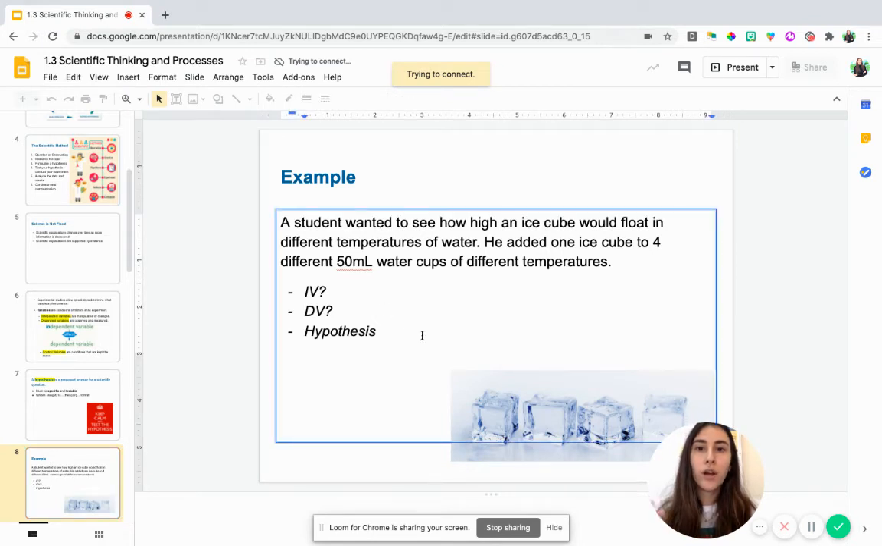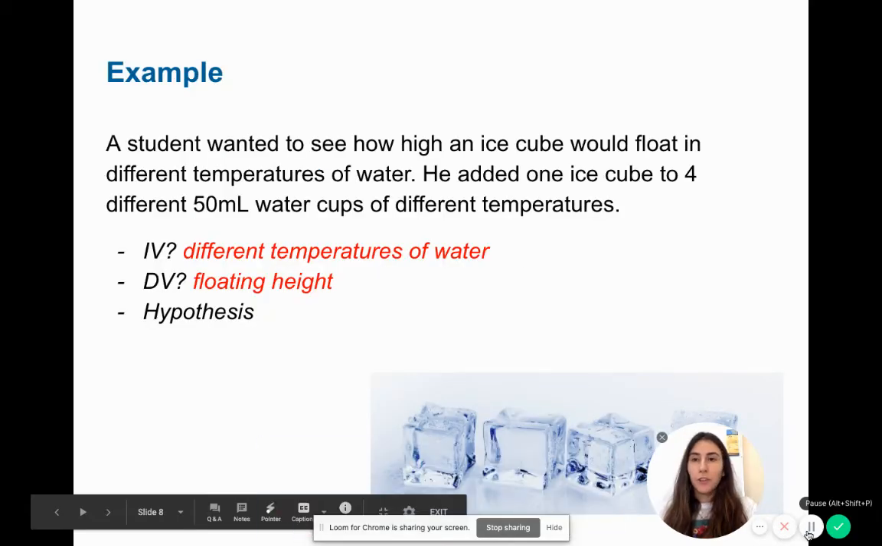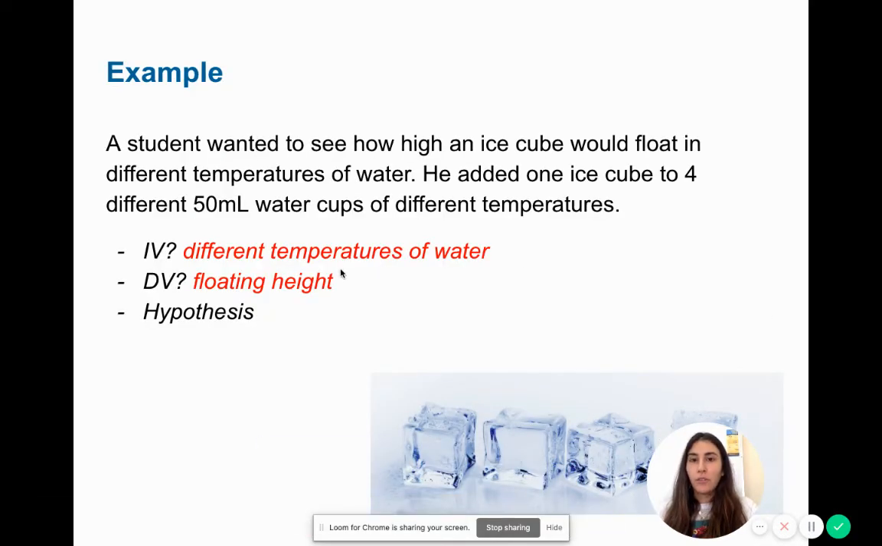And then finally, I want you to try to come up with the hypothesis using the correct format. Okay, so hopefully you had a chance to work this out, and hopefully you were able to find that the independent variable here is the different temperatures of water, because that is the thing that we are changing. Usually what gave this away, these are the words that you want to be looking at when identifying independent variables. So different, right away we can see different temperatures of water. That has to be the independent variable, since that is the thing we are changing.